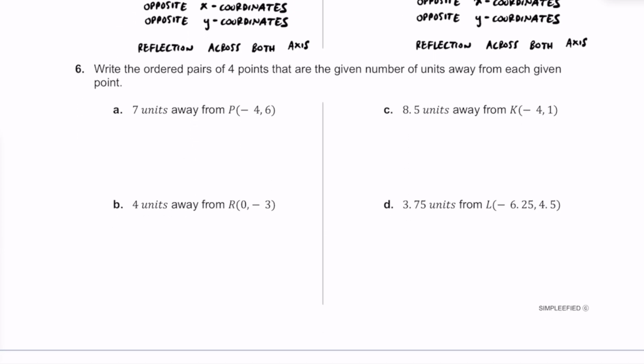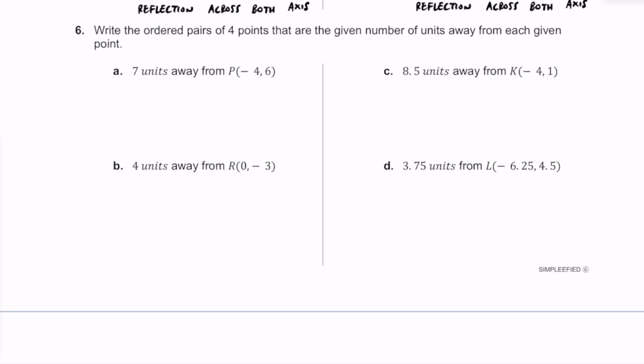Alrighty, let's take a look at number 6. Here we're going to be done talking about reflections for now, but we're talking about moving some points and finding distance away from given points here, right? So we need to write the ordered pairs, which is just x comma y, of 4 different points. These have to be given a certain distance away from each of the points here. So let's take a look.